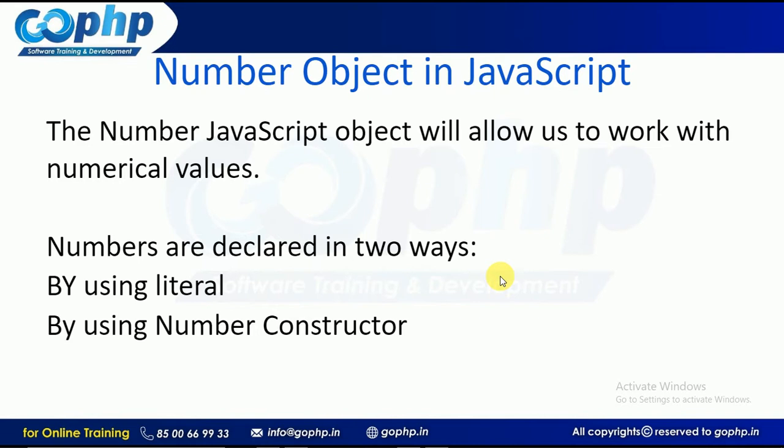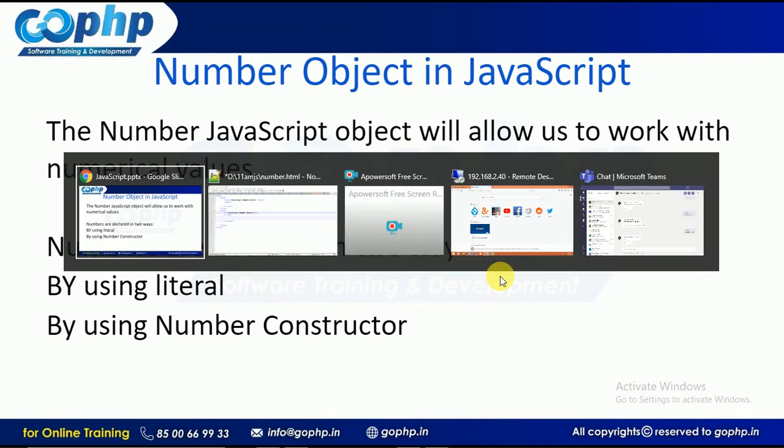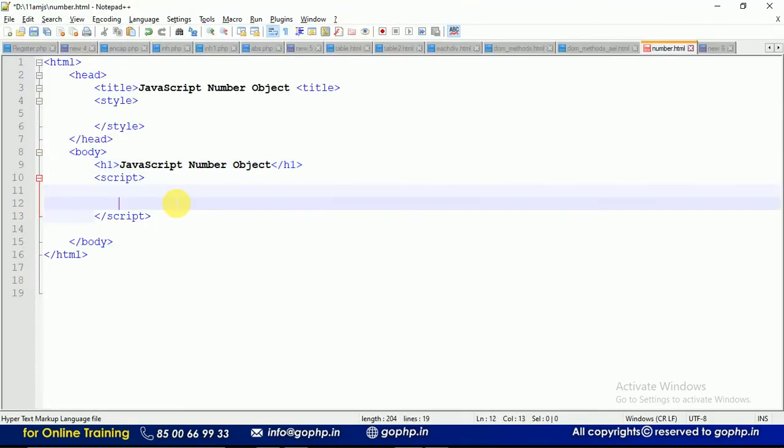Moreover, numbers are declared in two ways, by using a literal and by using the number constructor. Let us see how we can declare the numbers here. Generally we will take a variable, var x equal to 100. This is a number, and we need not take any data type here. You can take one more variable, var f equal to 10.5, whatever it may be. So both are number data type in JavaScript. We don't have integer, we don't have float. Everything will be treated as a number in JavaScript.